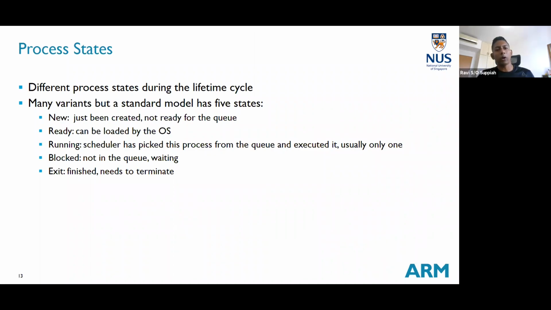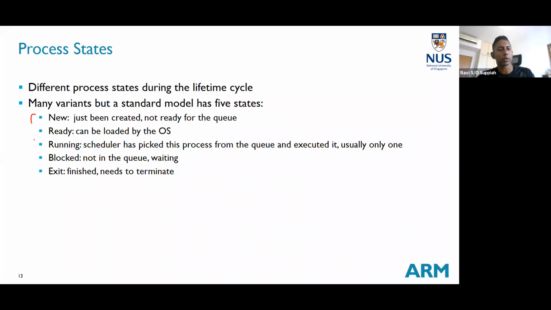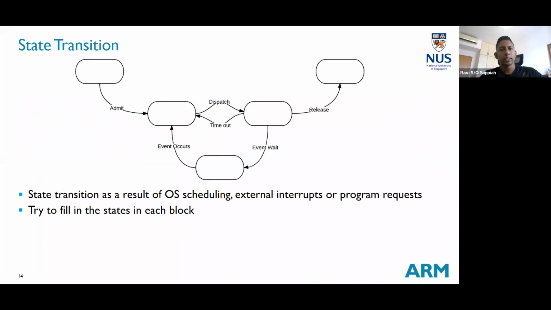For process states, whenever we create a new process or a new task, we say that it can occupy one of these 5 states. Now, let's understand this state transition diagram. This state transition diagram is critical for us to know exactly how the system will behave.